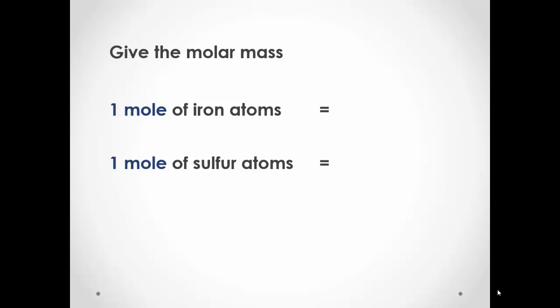So find the molar mass of 1 mole of iron atoms and the molar mass of 1 mole of sulfur atoms. Iron is element number 26 on the periodic table, and here we find that the molar mass is 55.85 grams per mole.